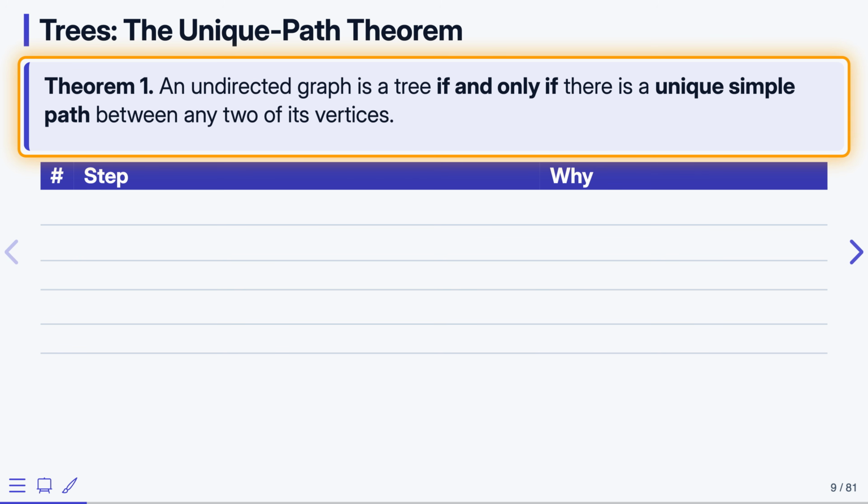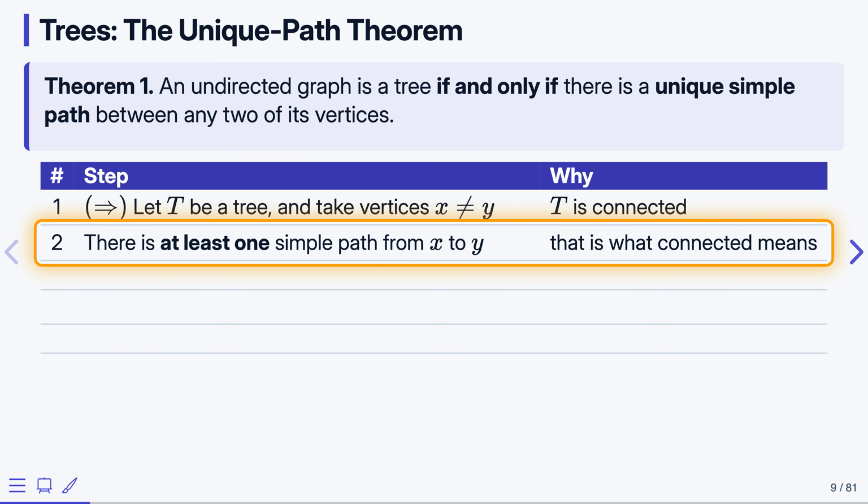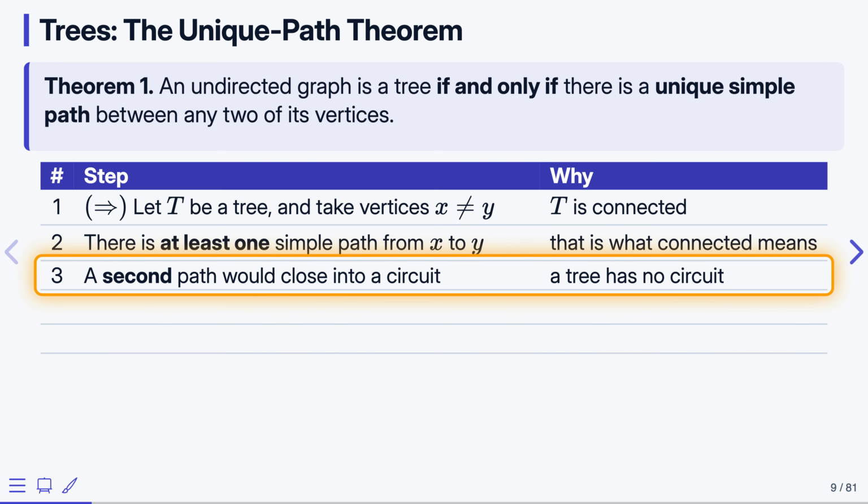Now a very useful theorem. A graph is a tree exactly when there is one and only one simple path between every pair of dots. This is an if and only if, so we prove it in 2 directions. Step 1. Start with the forward direction. Let T be a tree and pick 2 different dots, X and Y. Step 2. T is connected, so there is at least one simple path from X to Y. Step 3. Could there be a second path? No. Two different paths between the same pair would join up into a closed loop, and a tree has no loops, so the path is unique.